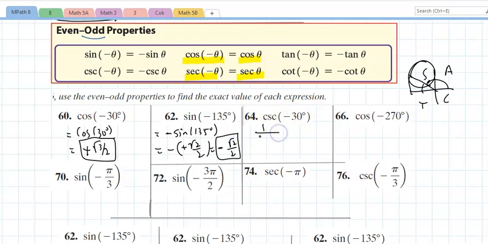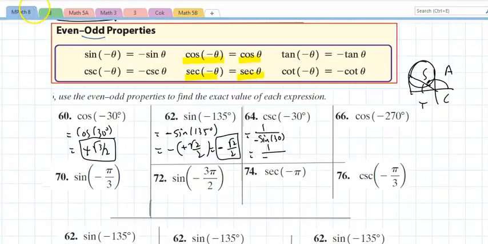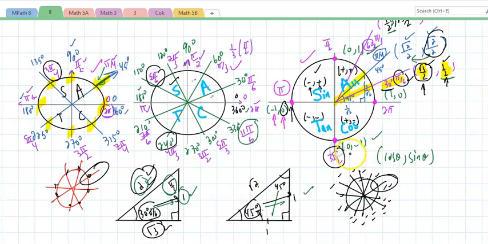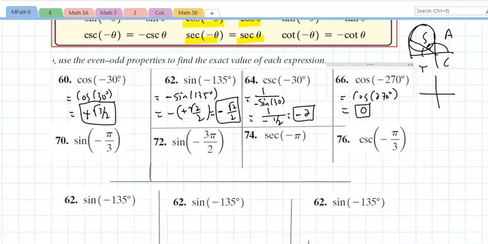Cosecant is 1 over the sine, and sine is odd. So this is 1 over negative the sine of 30. Sine of 30 degrees is the opposite over the hypotenuse. So that's actually negative 2. This is the same as the cosine of 270 degrees. 270 degrees is a special angle. You're right there, and cosine is 0. Hopefully we're getting that. And you should be this comfortable with this.